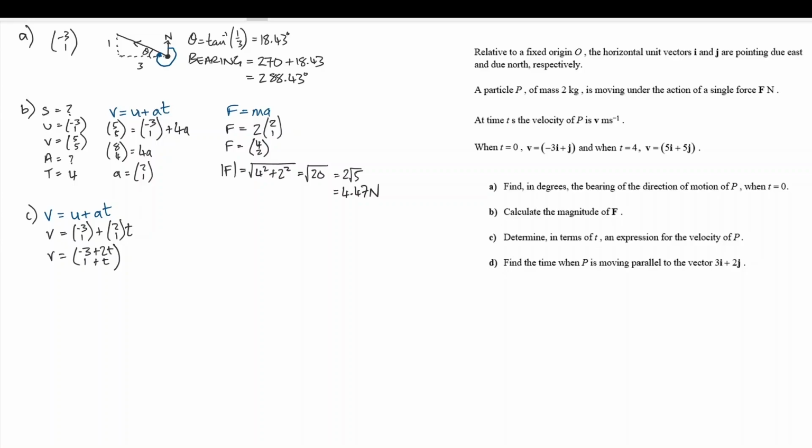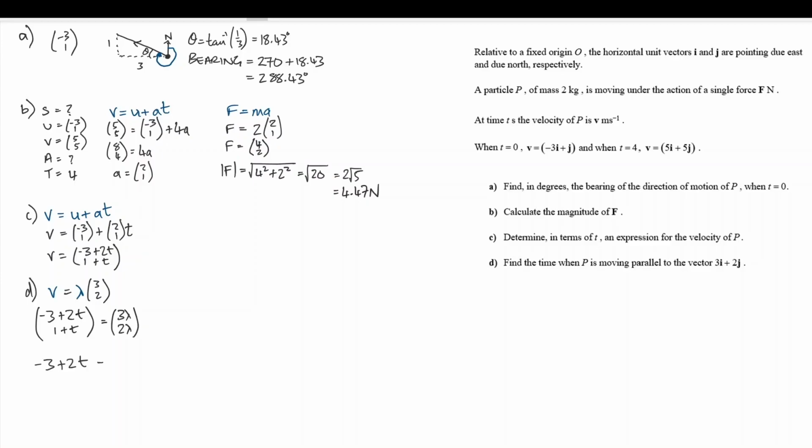In part D of the question, we are asked to find the time when P is moving parallel to the vector 3i plus 2j. For something to be moving parallel, its velocity is going to be a scale factor of the vector it is moving parallel to. So I'm going to start off with this expression, v equals lambda 3, 2. Let's substitute in our general expression. Let's expand out this vector, and here we have it.